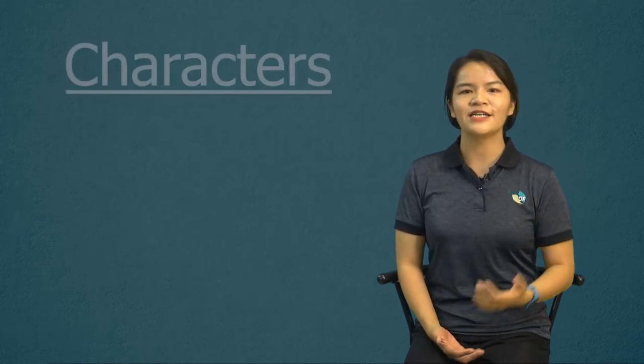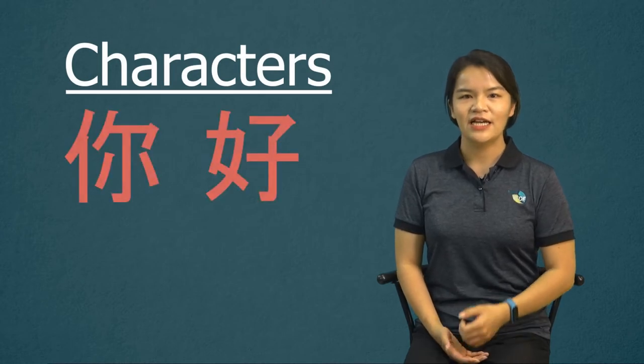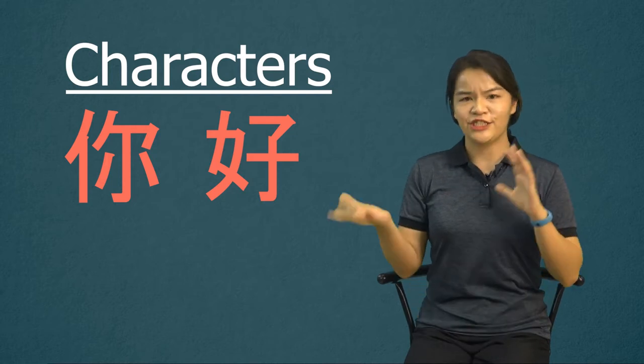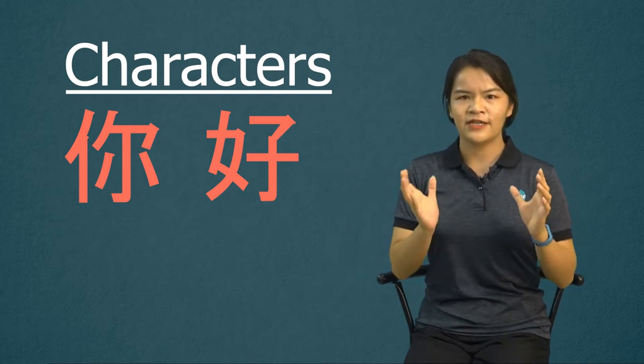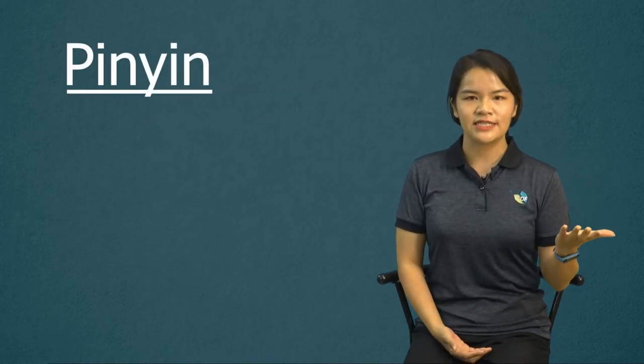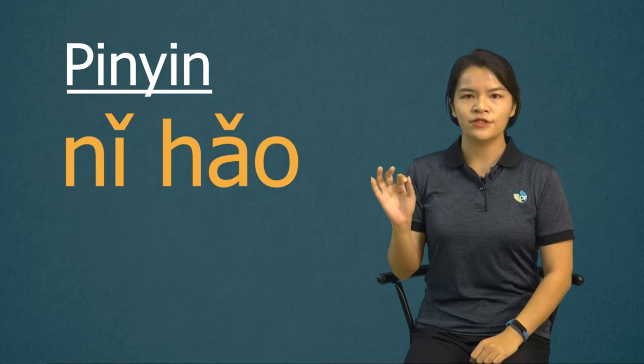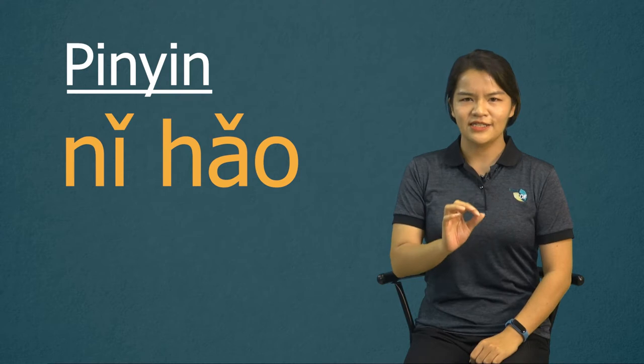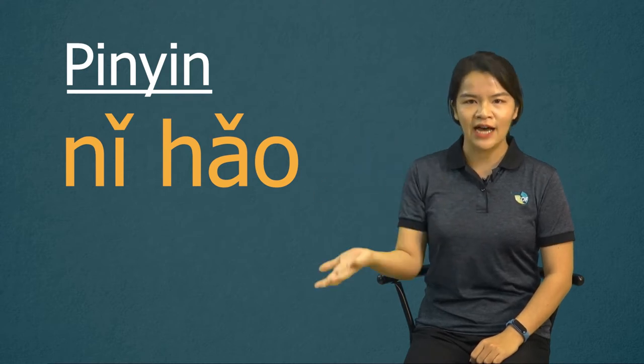Well, first one, I would like to talk about characters. It seems complicated. Actually, it is. Characters are very different from the alphabet system. For beginners, we use pinyin to assist. Pinyin is a tool to help with pronunciation, listening, and speaking. To be honest, there is no pinyin in real life. So it's better if learners can recognize and remember characters. It takes time to learn characters, so we just put it behind right now.